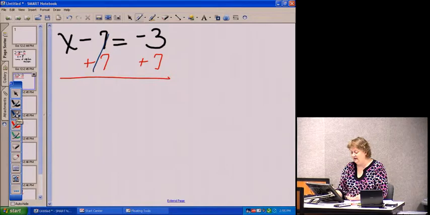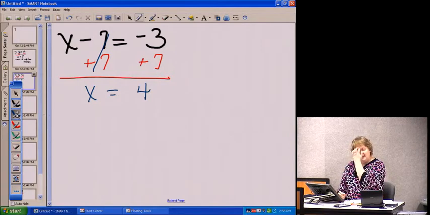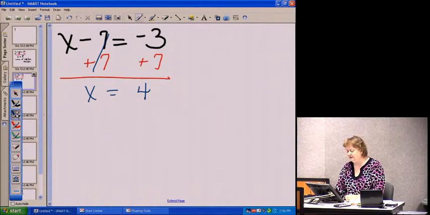Those cancel, and we're left with x equals, and then we perform our operation on the other side. What's a negative 3 plus 7? The signs are different, so we find their difference, which is 4, and then keep the sign of the stronger number, which is 7, so the answer is a positive 4. Now, in the others, I didn't check the answers because the answers were obvious. But in this one, let's do a quick check.